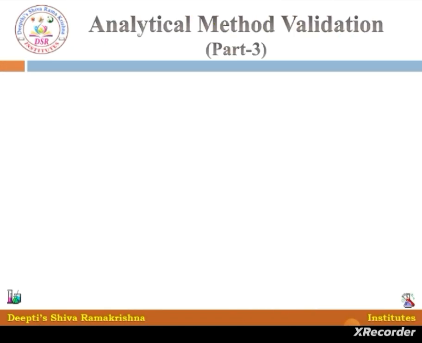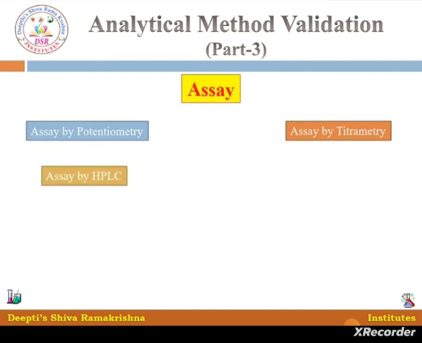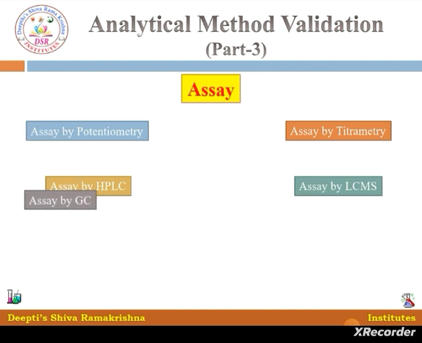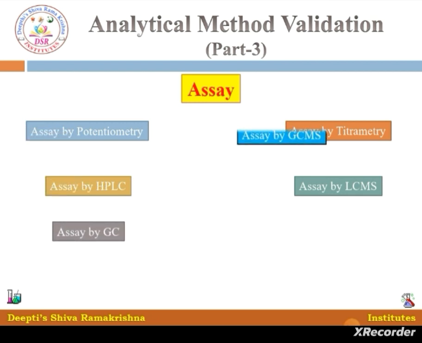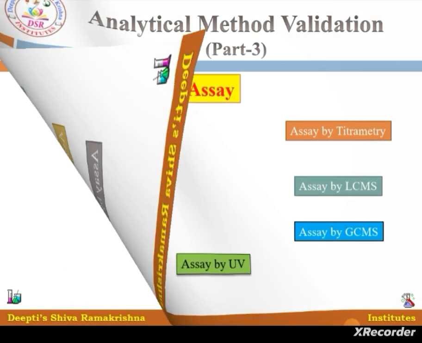Let us check for assay. For assay: assay by potentiometry, assay by titrimetry, assay by HPLC, assay by LCMS, assay by GC, assay by GCMS, and finally assay by UV. The assay test can be performed by these different techniques.